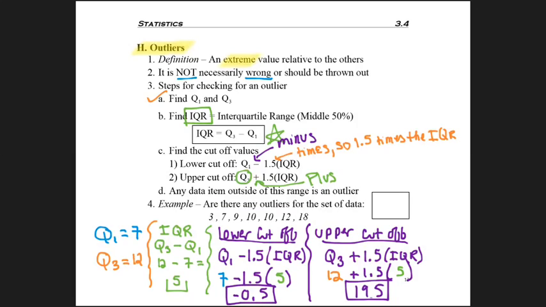So the original question asked, did I have an outlier in the set of data that started with 3 and ended with 18? My answer is no. And recognize that that no is because there are no numbers that are below my lower cutoff of negative 0.5, or any numbers that are above my upper cutoff of 19.5. So no number in that list is considered extreme.